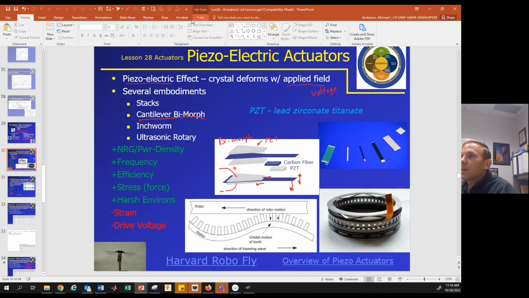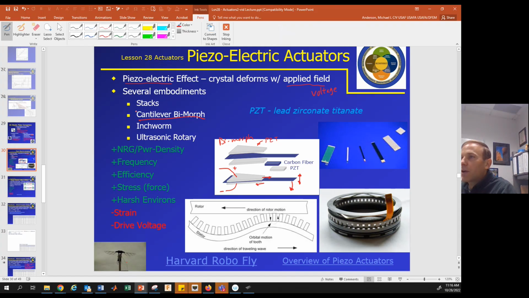Another option is, I say up here, I show stacks. Stacks is very simple, but you just have basically a block of PZT material. You apply voltage to it, and it grows. It gets taller or shorter. You're not going to get very much range of motion with this. The bimorph design allows you to get a little bit more range of motion, but obviously less force. This will give you pretty good force, high force.